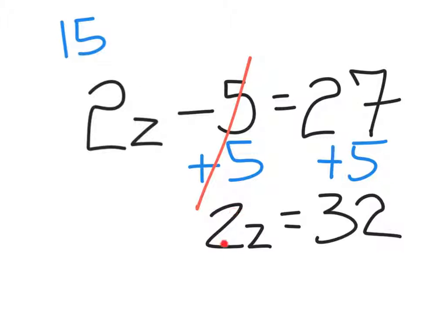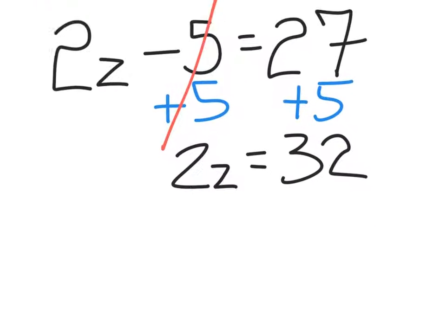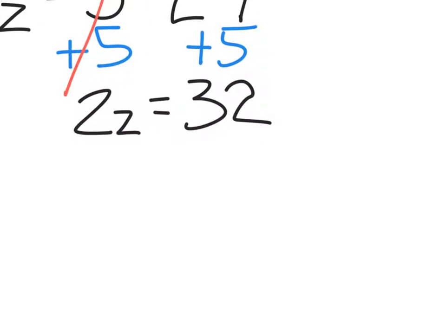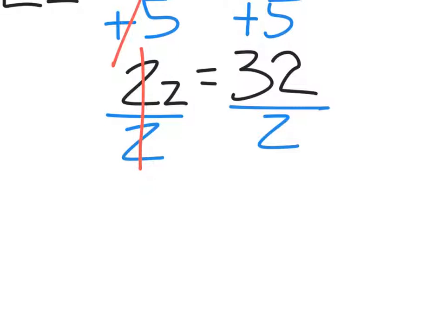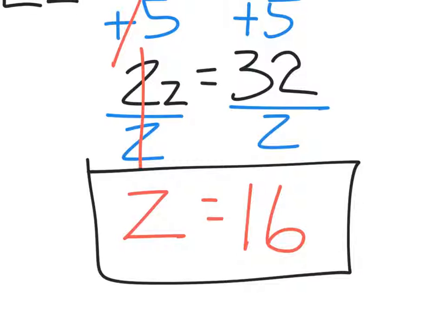And whenever we have a number next to a variable, that means multiplication. The opposite of multiplication is division, and we're going to have to apply this inverse operation by dividing by 2, and if we do it to one side, we've got to do it to the other. So 2 divided by 2 is 1, so that can be 1z or just z. And 32 divided by 2 is going to give us 16. So z equals 16. This is our answer.